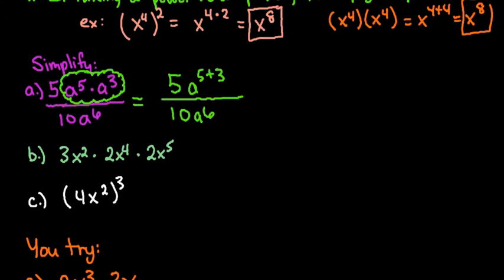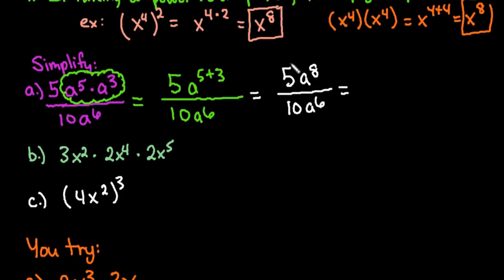And a lot of times I would not actually show out the work, but because I'm demonstrating it to you, I want to make sure that you understand where I'm getting the values from. So I would end up with 5a to the 8th over 10a to the 6th.